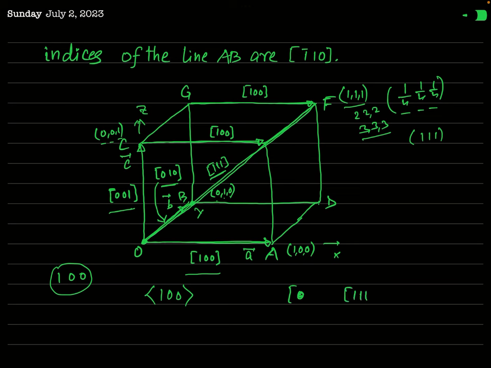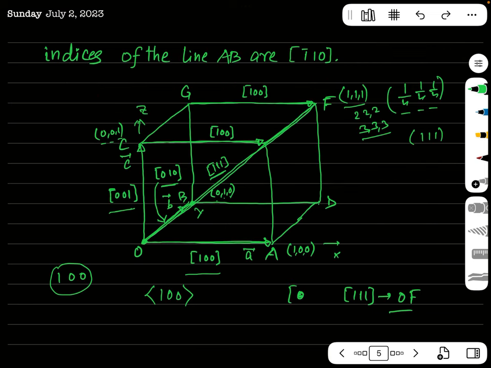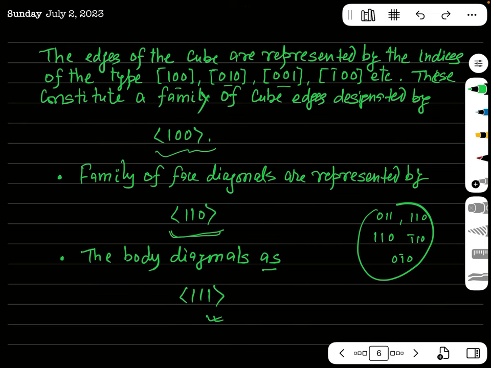This 1, 1, 1 represents the direction of body diagonal OF. Actually, I have also marked it here. You can see the body diagonals are represented like this. This represents the family of body diagonals. You can take the body diagonals along OF, and we can also take the body diagonals in other directions. So all the body diagonals, that is the family of body diagonals, are represented like this.